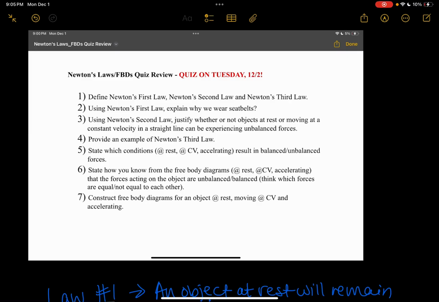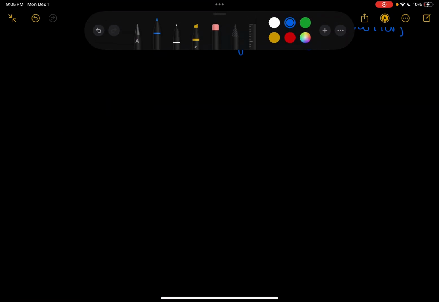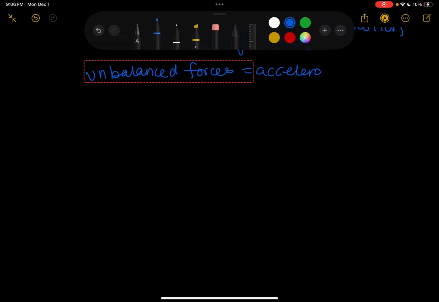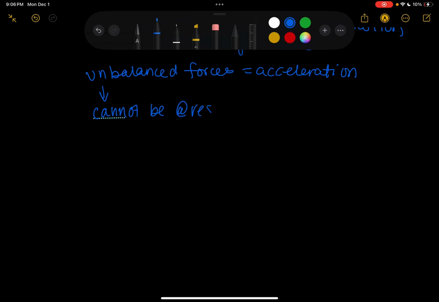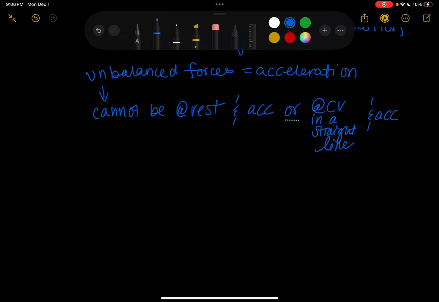Okay? All right. Then it says, using Newton's second law, justify whether or not objects at rest or moving at a constant velocity in a straight line can be experiencing an unbalanced force. Well, Newton's second law straight up says unbalanced forces only happen due to accelerations. So if you're not accelerating, because you're either moving at a constant velocity in a straight line or you're at rest, you cannot be in overlapping conditions. So you cannot be at rest and accelerating, or at constant velocity in a straight line and accelerating.